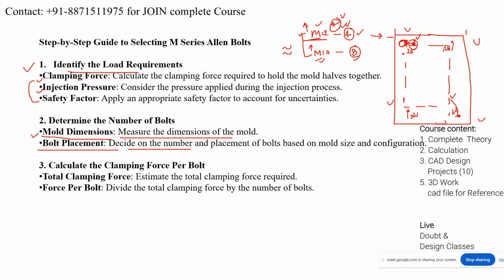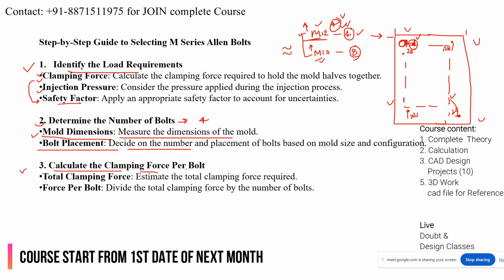which is nothing but clamping force and the injection pressure, and you have to add the factor of safety into the clamping force. Second one is to determine the number of bolts, how many bolts you need. For example, you need only 4 bolts. So depending upon that, we have to choose the appropriate bolt, right.